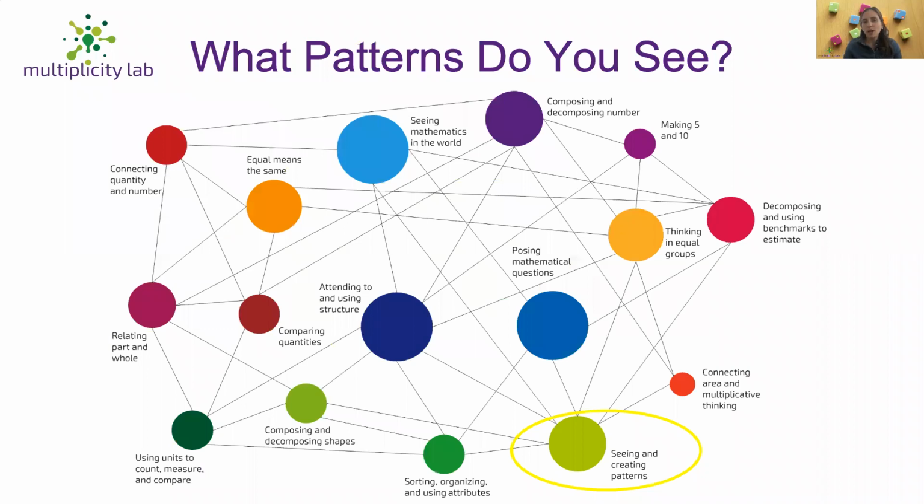The question, what patterns do you see, is centrally about the big idea of seeing and creating patterns. The images we use contain many, many patterns, opening up a multiplicity of ways to see, decompose, and describe patterns. Seeing patterns often involves the mathematical practices of attending to and using structure and seeing math in the real world. Let's look at two examples and consider where they could take you.